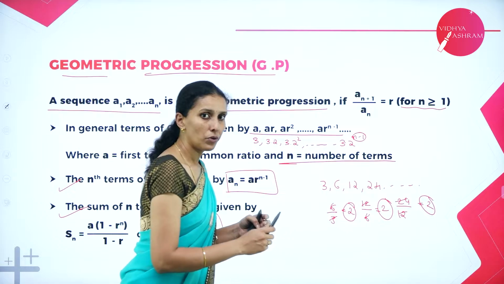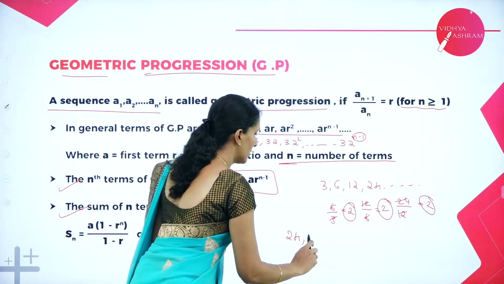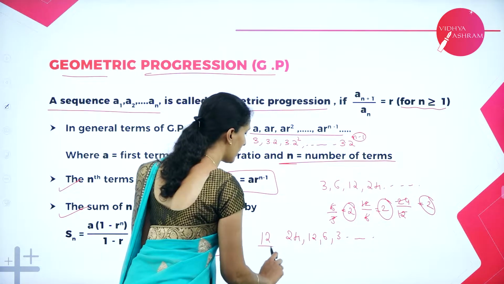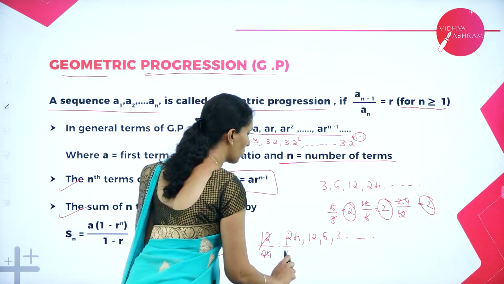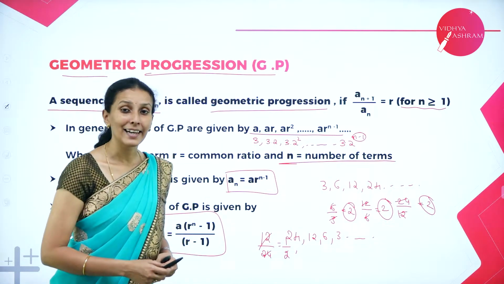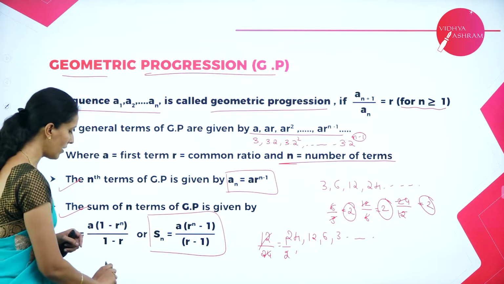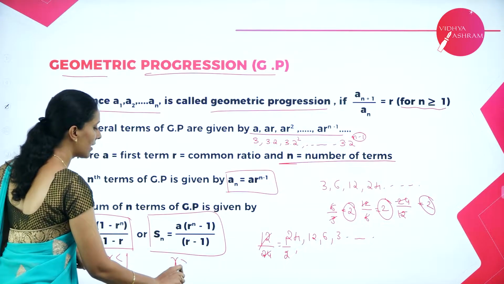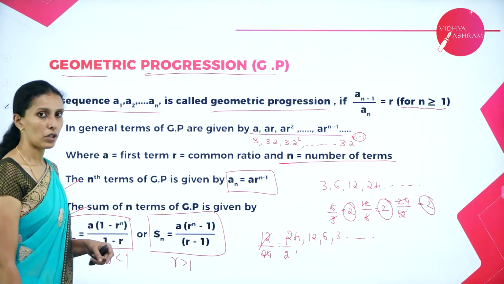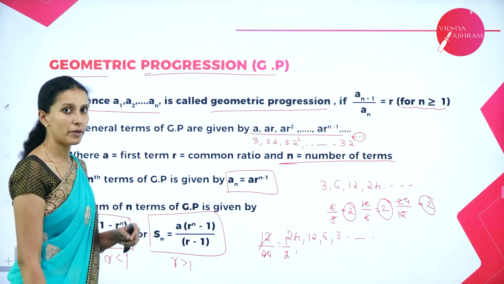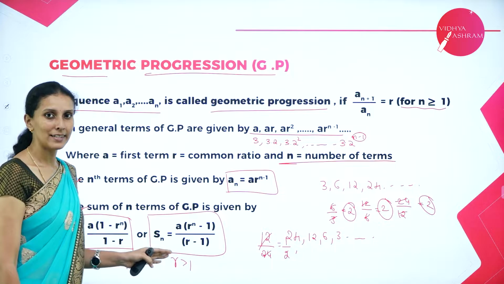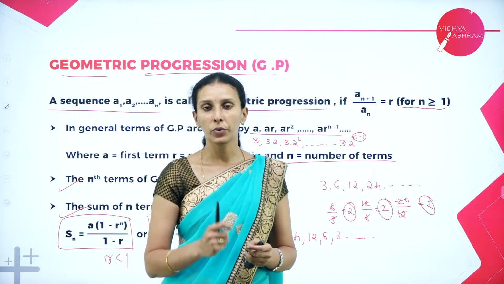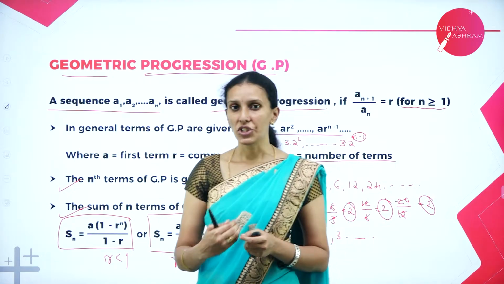Now, I may get a few sequences like 24, 12, 6, 3, etc. Here if you divide the second term by the first term, you will get the ratio as 1 by 2, which is less than 1. Whenever r is less than 1, you can use the other formula to calculate the sum of the sequence. Whenever r is greater than 1, you can use this formula for calculating the sum of the geometric progression. So usually we write Sn is equal to a into r to the power n minus 1 divided by r minus 1 to calculate the sum of n terms in a GP.